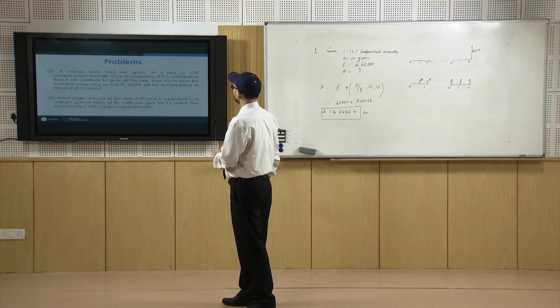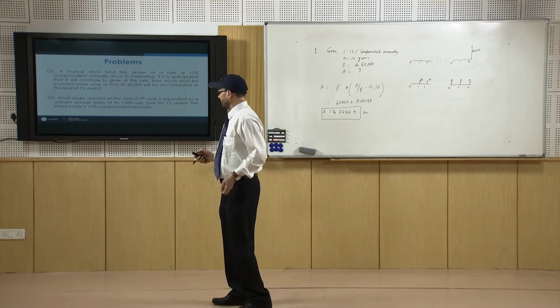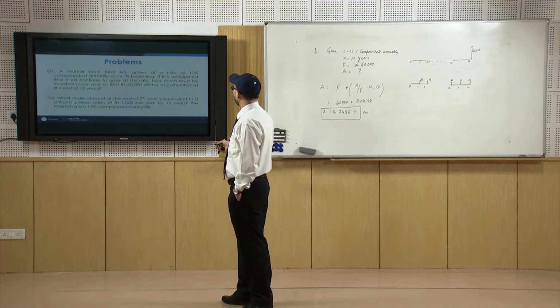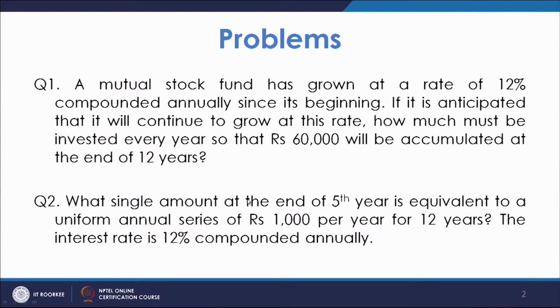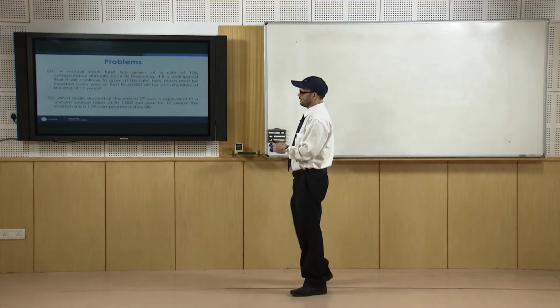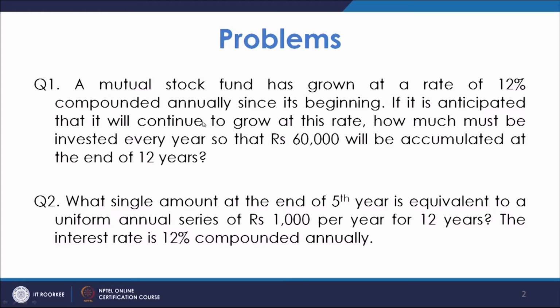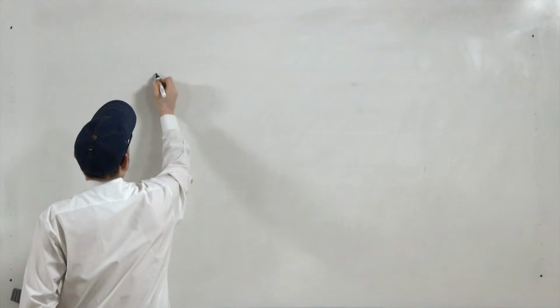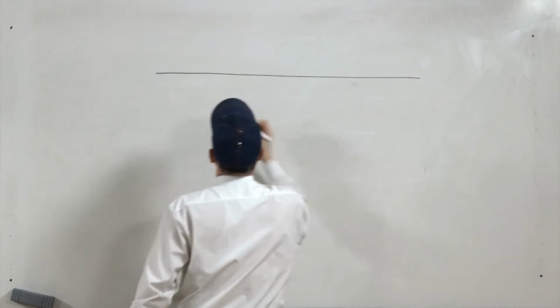Next question we will discuss. The next question is, what single amount at the end of 5th year is equivalent to a uniform annual series of rupees 1000 per year for 12 years? The interest rate is 12% compounded annually. So, in this question you have to find the single amount at the end of 5th year. The cash flow diagram can be drawn first.